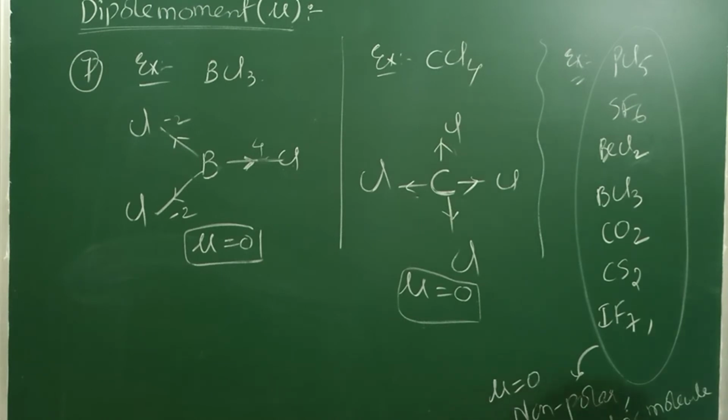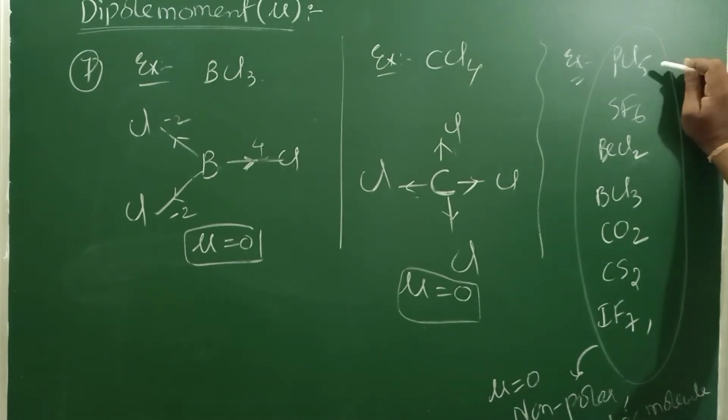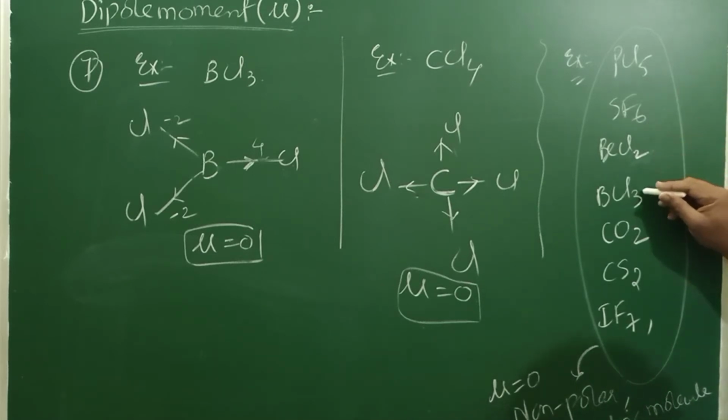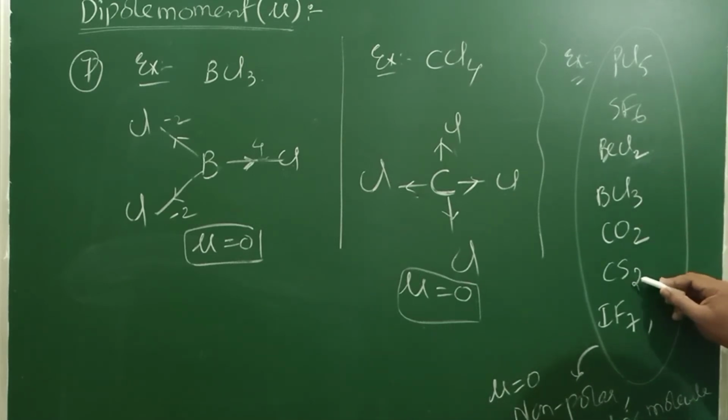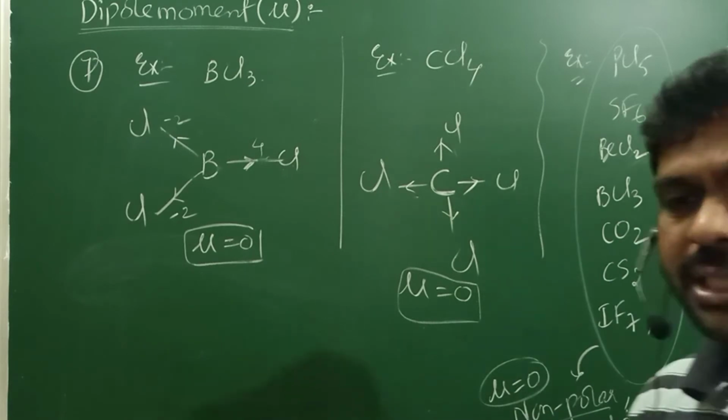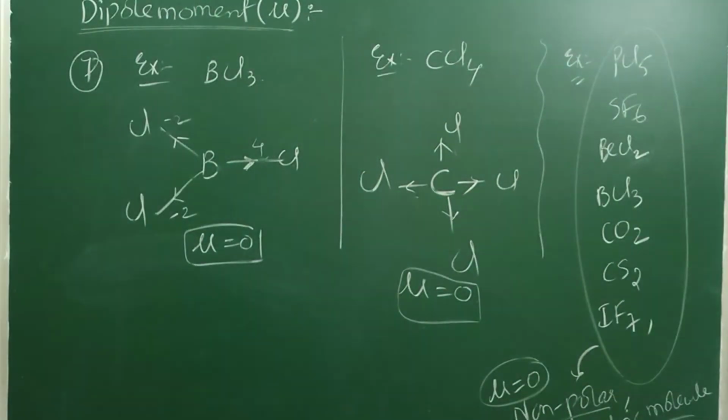The next one is different examples: PCl5, phosphorus pentachloride, sulfur hexafluoride, BeCl2, BCl3, CO2, CS2, IF7. Molecules like these have zero dipole moment. When they have zero dipole moment, they are non-polar and symmetric molecules.